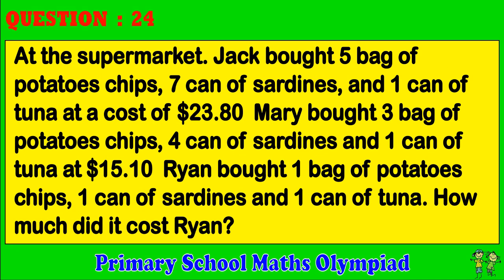Question 24. At the supermarket, Jack bought 5 bags of potato chips, 7 cans of sardines, and 1 can of tuna at a cost of $23.80. Mary bought 3 bags of potato chips, 4 cans of sardines, and 1 can of tuna at $15.10. Ryan bought 1 bag of potato chips, 1 can of sardines, and 1 can of tuna. How much did it cost Ryan?